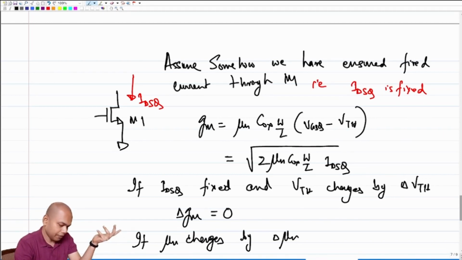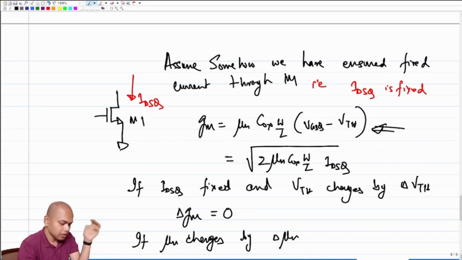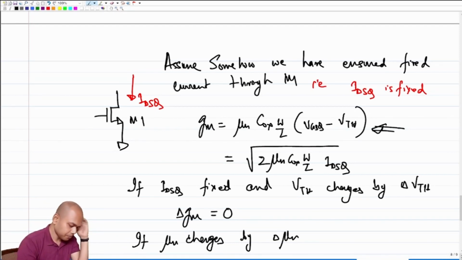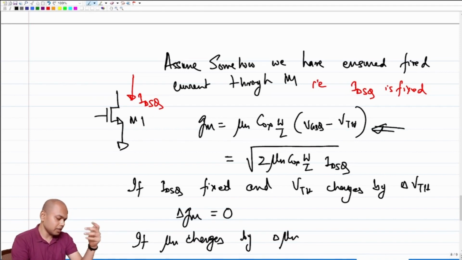Now if you are looking at it for the first time, you might feel a bit bamboozled. What is happening? Just because I have used a different equation, does it mean I'm supposed to get a different result? If I had used that other expression, the delta GM was coming out to be something different. How come just because I shifted to this expression, delta GM with respect to threshold voltage became 0?